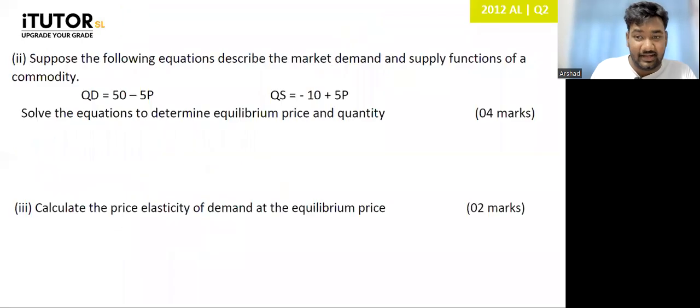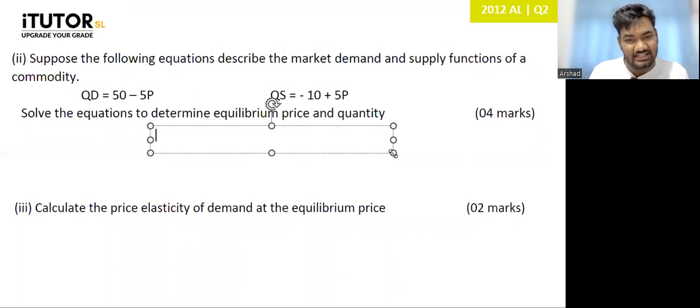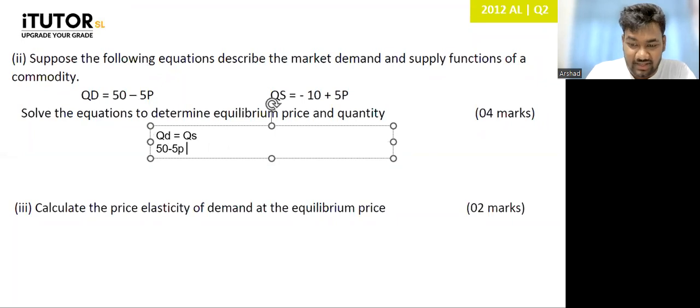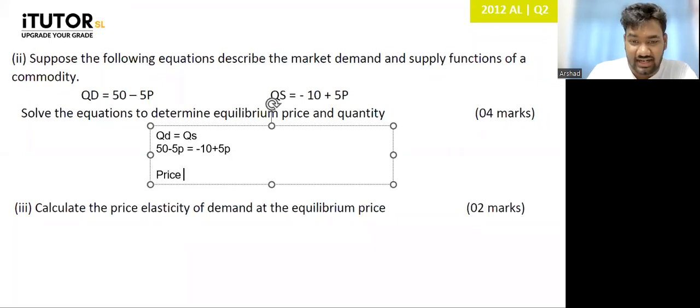Okay. Moving to question 2. I think I have labeled these questions wrong, but this is 2012 question number 2. There is a whole calculation. Suppose the following equations describe the demand and supply functions of a commodity. Solve the equations and determine the equilibrium price and quantity. Guys, come on. It will be a disgrace if I do this for you. QD equals QS, so 50 minus 5P equals minus 10 plus 5P. Can you all give me the answers? I'm not going to solve this for you. It would be an utter disgrace if I'm solving this for someone who is doing A levels in 6 months and doesn't know how to find equilibrium price and quantity. What's the equilibrium price? What's the quantity?